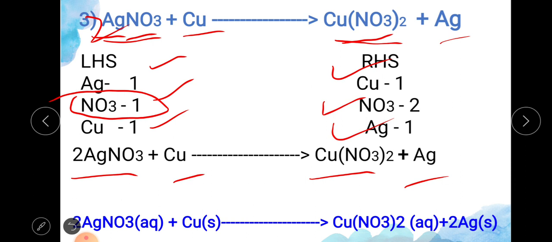So now again we have written 2 Ag here. On the reactant side silver is 2, but here only 1. So what should we do for balancing? We should write 2 here also. So this balanced chemical equation is 2 AgNO3 plus Cu, we will get CuNO3 taken twice plus 2 Ag. So silver is balanced, nitrate balanced, and copper also balanced.